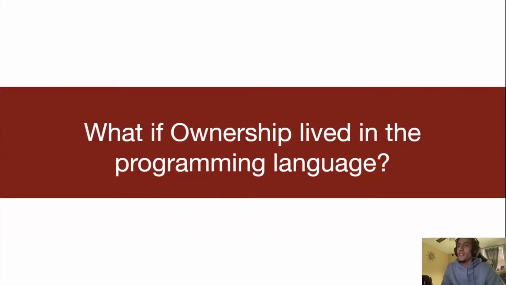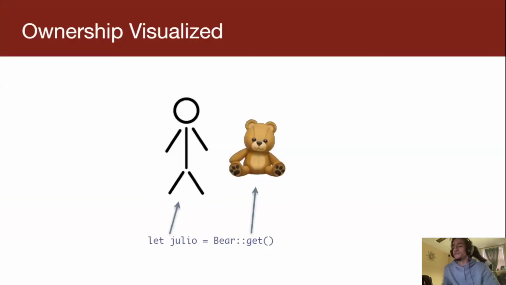So the big question that we're going to talk about now: we've heard ownership. We see that it can exist in comments in C, but nothing really forces you to free your memory. But what if that ownership actually lived in the programming language? So here's your first line of Rust. You have let julio equals bear get. This might look like a familiar line. We have some sort of declaration of a variable, in this case julio, and it's equal to some function return. In this case, you can imagine it's just giving you a bear.